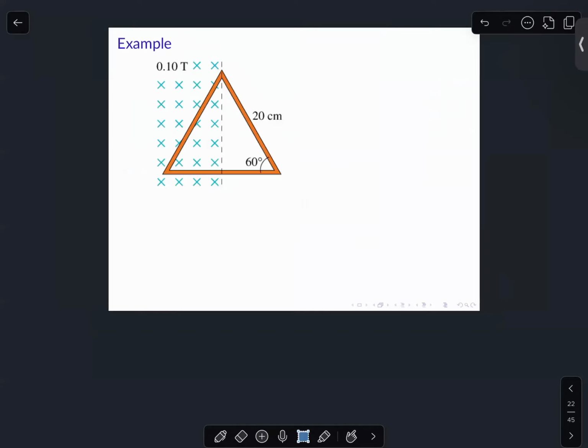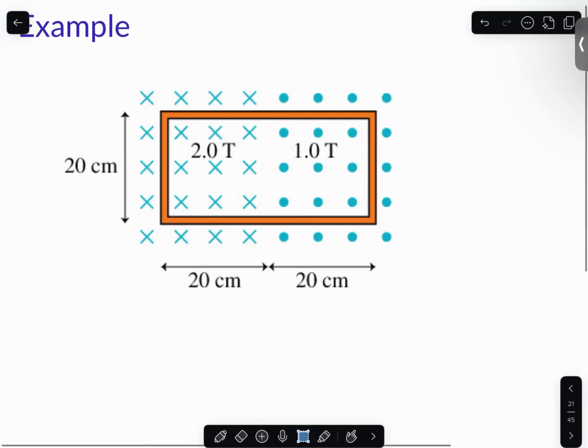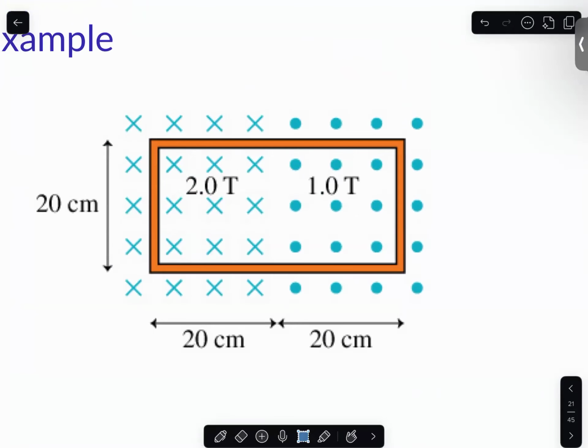Here's another. Here I've got field going in, and field coming out. What do you think that does? Partially cancels, exactly. 2 Teslas in and 1 Tesla out, they're going to be opposite directions. They will cancel out their overlap. The hint is calculate the flux from the in part, calculate the flux from the out part, and subtract them.